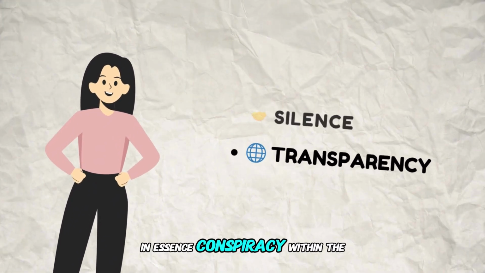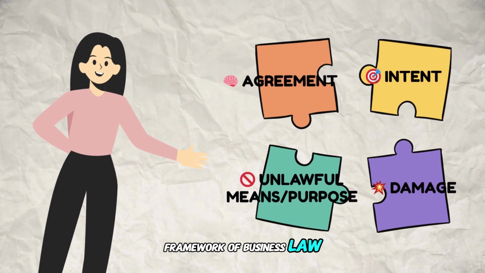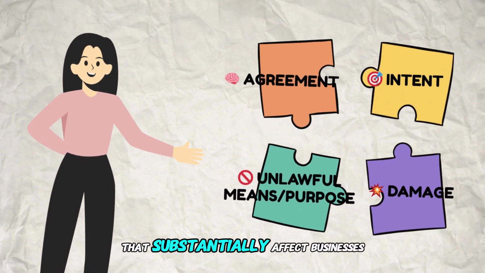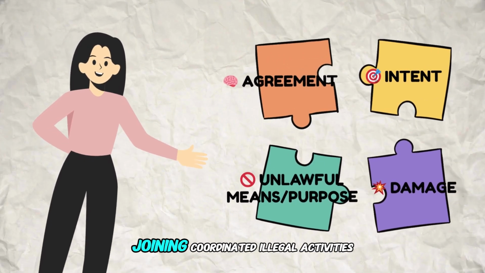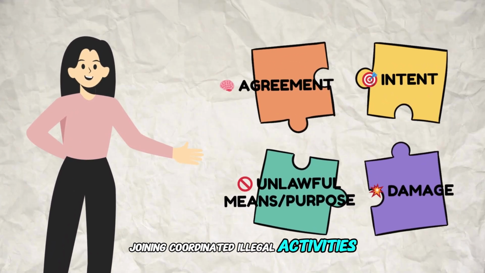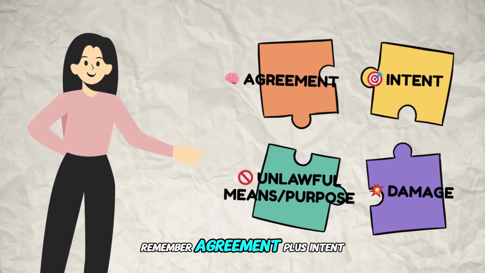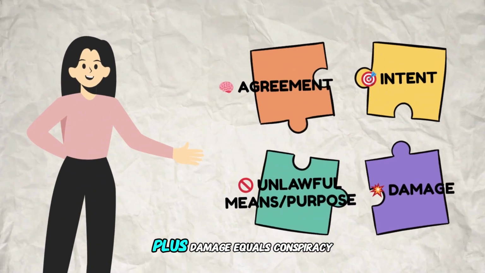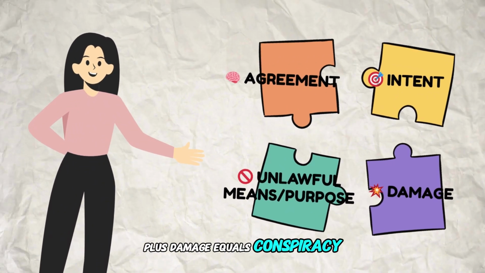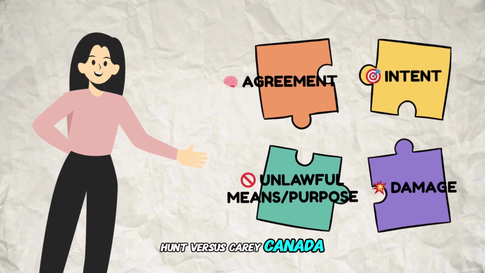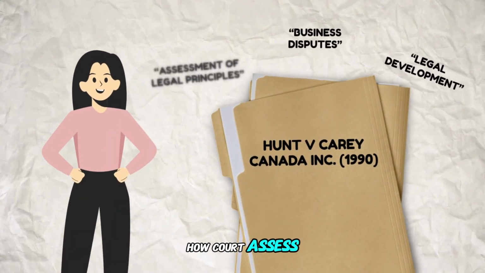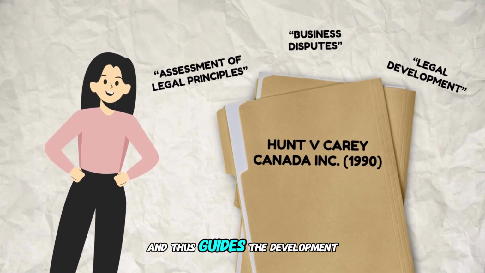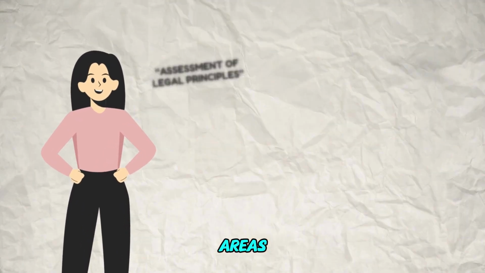In essence, conspiracy within the framework of business law deals with exceedingly sophisticated legal doctrines that substantially affect businesses joining coordinated illegal activities. Remember, agreement plus intent plus unlawful means or purpose plus damage equals conspiracy. Hunt versus Carey Canada is a great demonstration of how courts assess and apply these principles to business disputes and thus guides the development of the law in such areas.